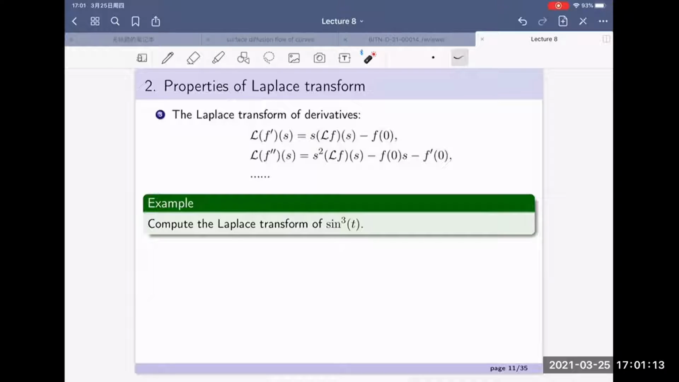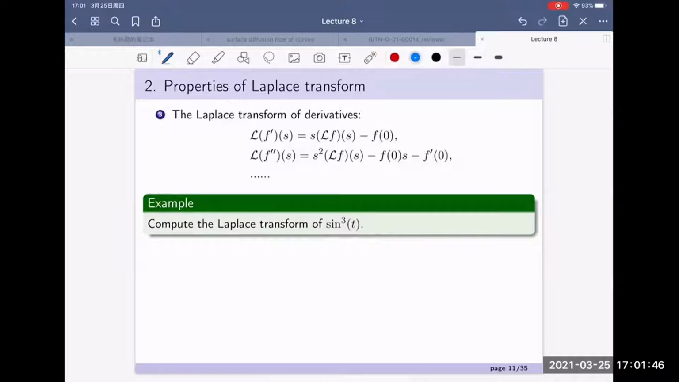It says that the Laplace transform turns the derivative into multiplication by s, minus the initial value. Well, it can transform the double derivative to multiplication by s squared plus some lower order terms involving the initial values at 0. Okay. So let's use this formula to compute the Laplace transform of sine cubed.